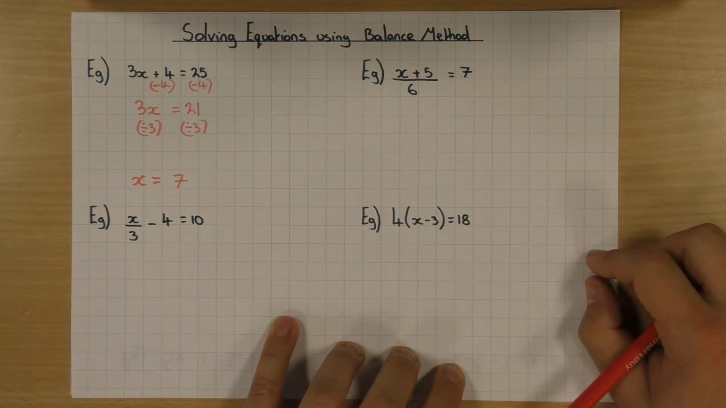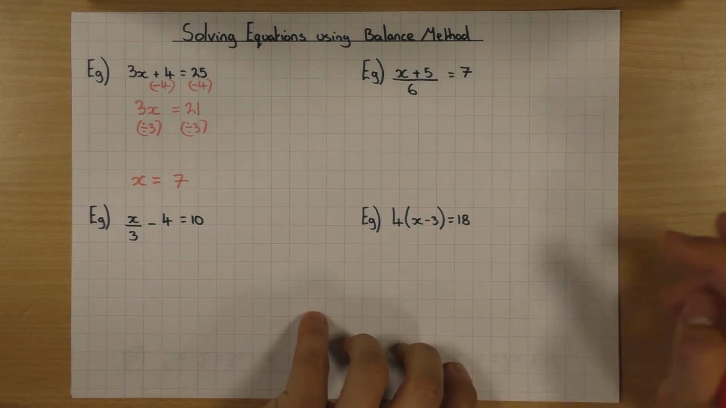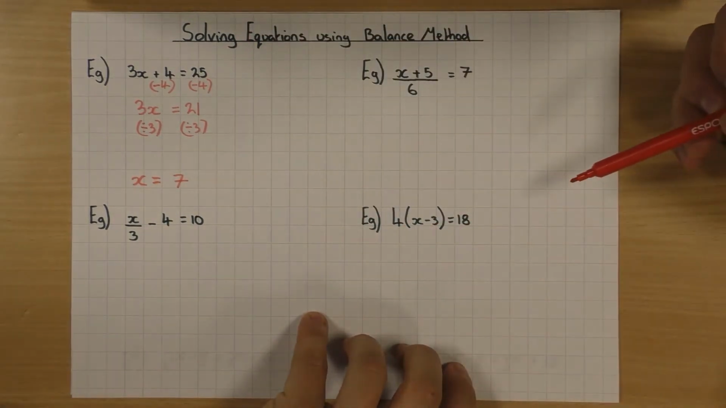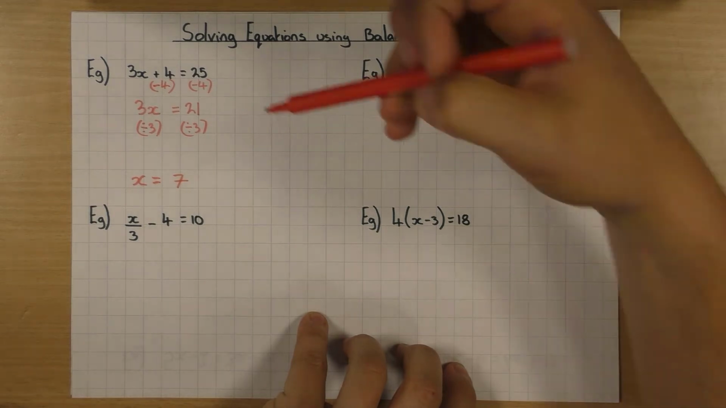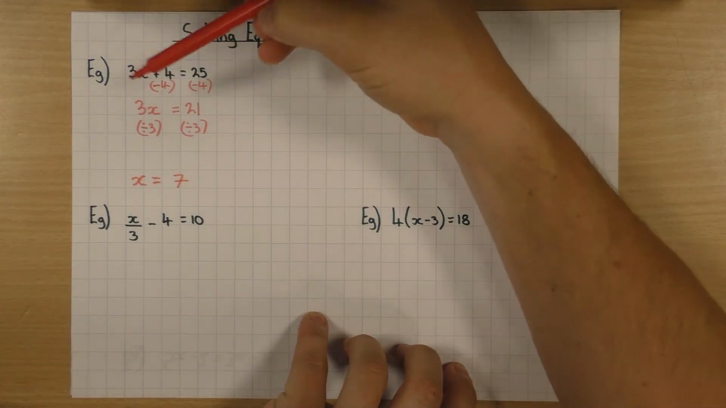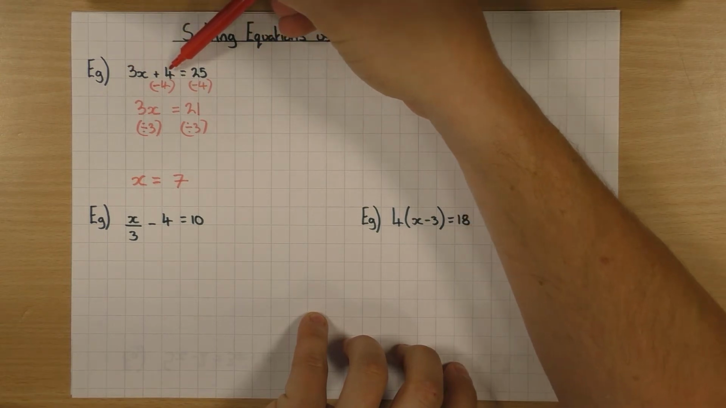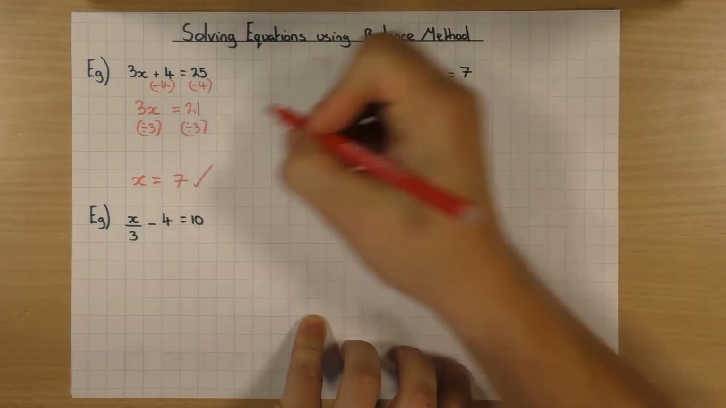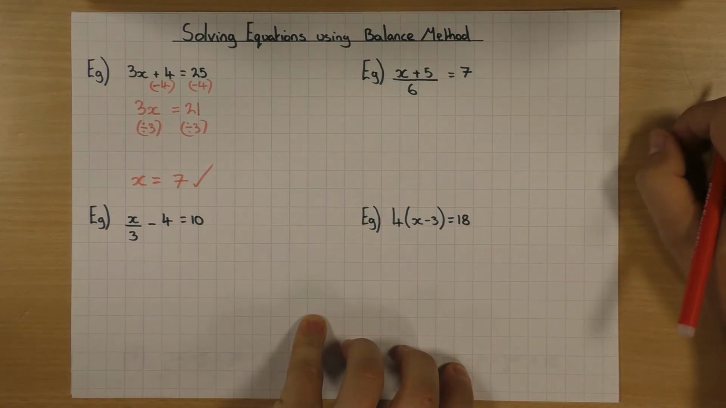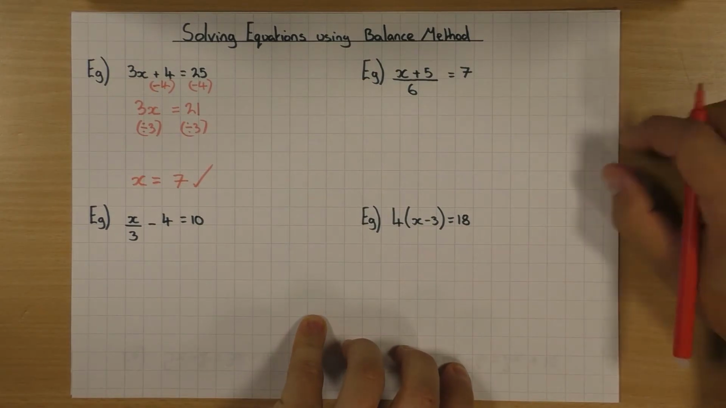That's my answer. Don't forget to check it. These are questions you should be so thankful for when they come up in the exam, because you can leave it knowing you've got it right. So all we do is test it. We put 7 back into here. 3 times 7 is 21, plus 4 is 25. Happy days. You can rest assured that you have those marks safe and secure.